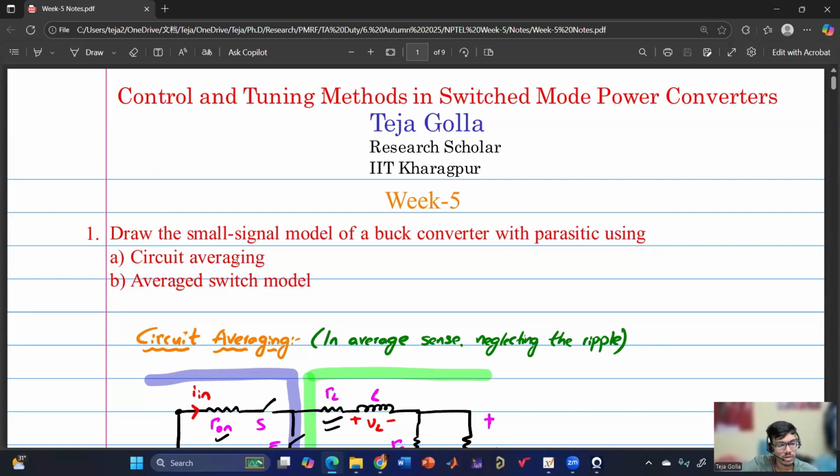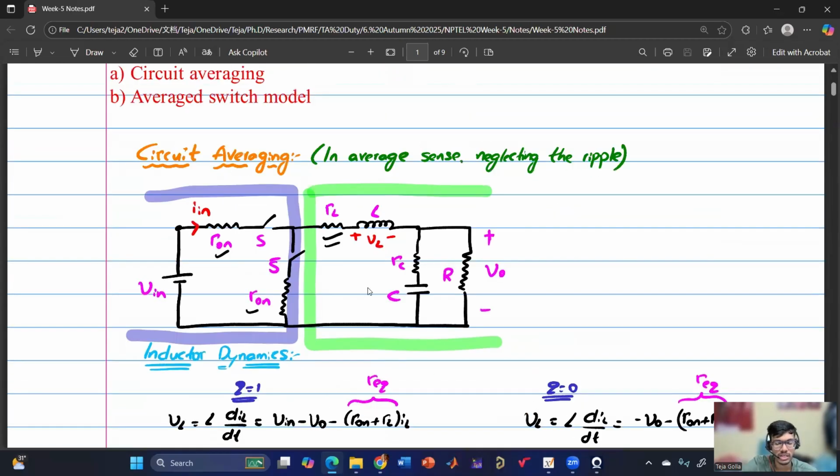As I have mentioned, in these two methods, we can actually see the circuit and we can see which resistance or which element corresponds to what term in the transfer function and how things are getting affected. Whereas the state space averaging is more mathematical, but it is easier if the order of the system increases. So first we discussed the circuit averaging.